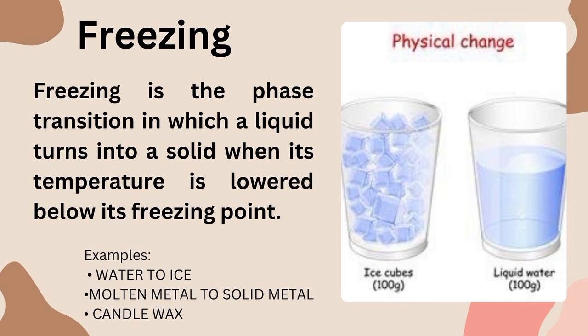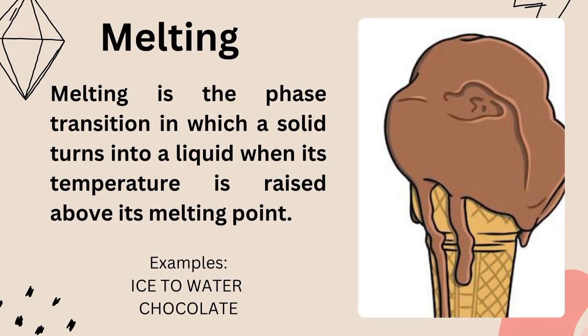First, we have here freezing. Freezing is the phase transition in which a liquid turns into a solid when its temperature is lowered below its freezing point. Some examples are water to ice, molten metal to solid metal, and candle wax. Next, we have melting. Melting is the phase transition in which a solid turns into a liquid when its temperature is raised above its melting point. Some examples are ice to water and chocolate.